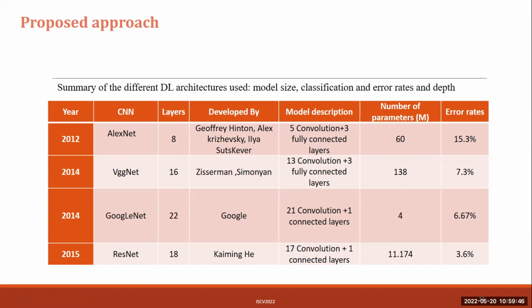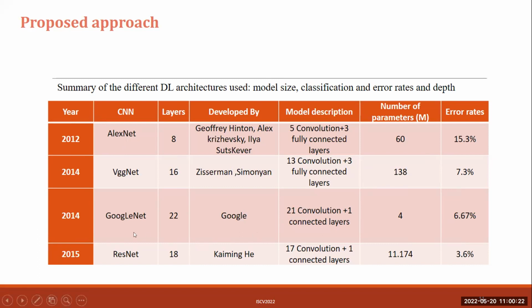GoogleNet won the ImageNet Large Scale Visual Recognition Challenge in 2013, and it is similar to the architecture of AlexNet, but includes a new component called the inception module. It contains 21 convolution layers and 1 fully connected layer.